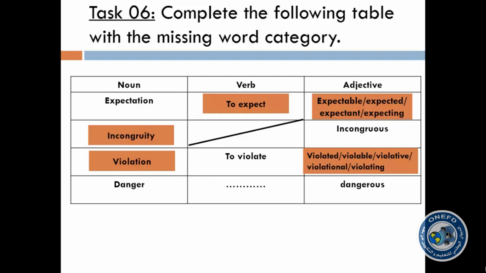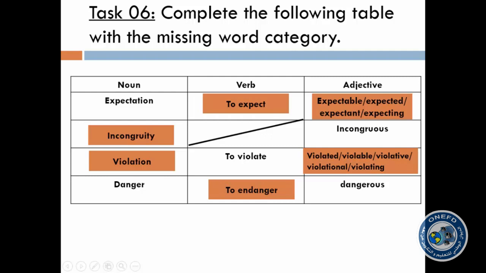So let's take a look at the verb for the noun danger and the adjective dangerous. The verb is to endanger, and in order to make the verb from the noun danger, we added the prefix en or in. So we add en to the noun danger in order to make the verb to endanger.